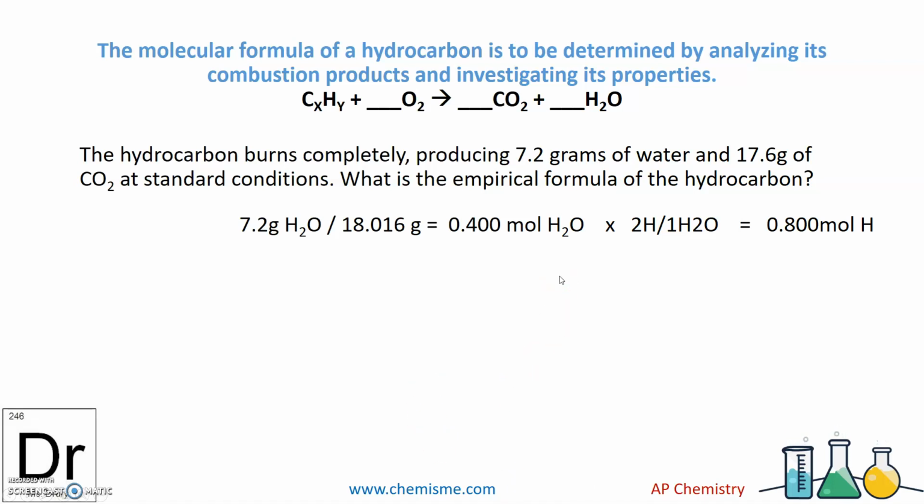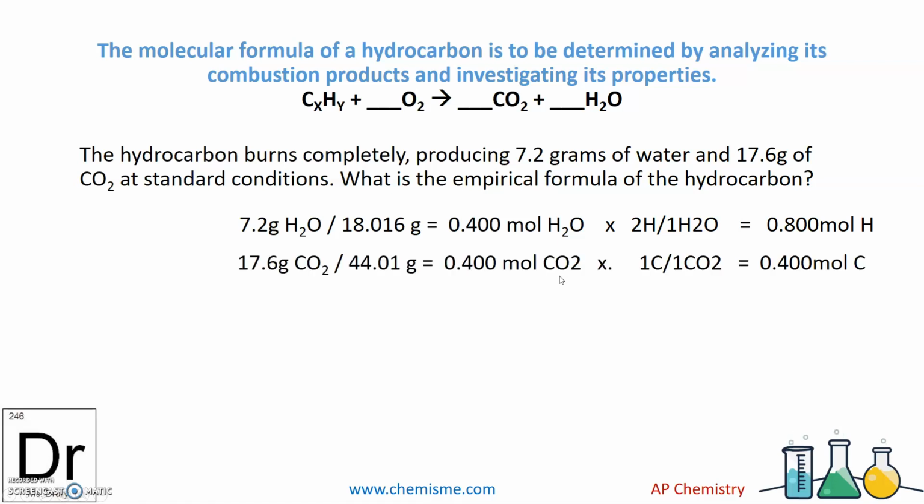We're going to do the same thing for now carbon. So from carbon dioxide, we know it was 17.6 grams of carbon dioxide, and that 17.6 divided by 44, the molar mass, is 0.4 moles of CO2. And then for every CO2, you get 1 C because there's 1 C in that CO2.